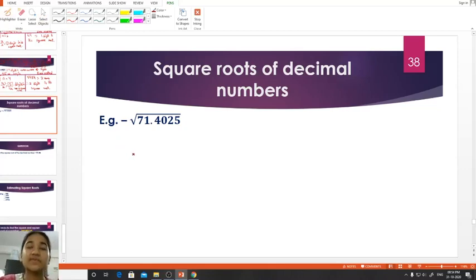Alright, so let's proceed with today's session. Our session is about square roots of decimal numbers. In the previous session, we had learned about tricks to find the number of digits in the square root of a perfect square. Now we'll be learning about the square roots of decimal numbers.